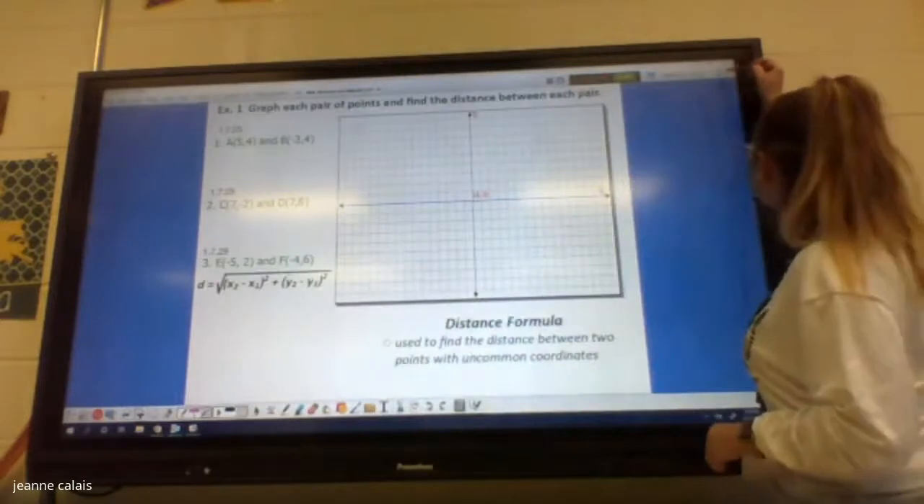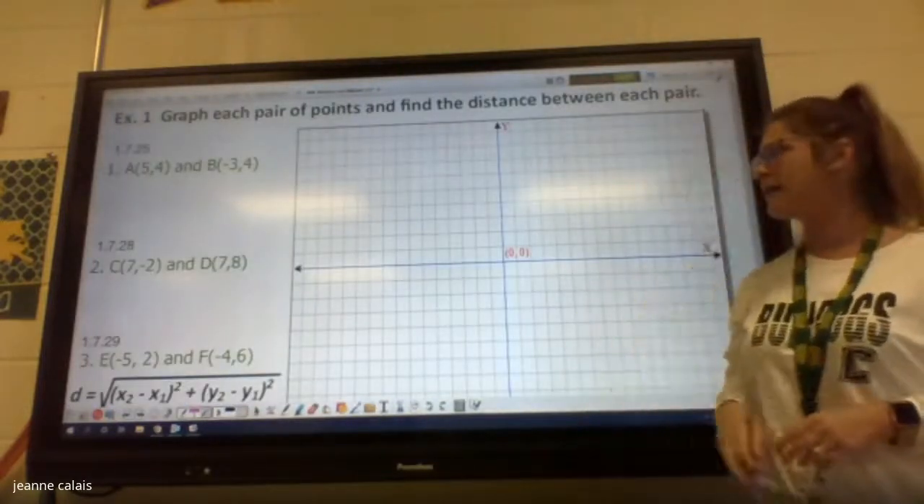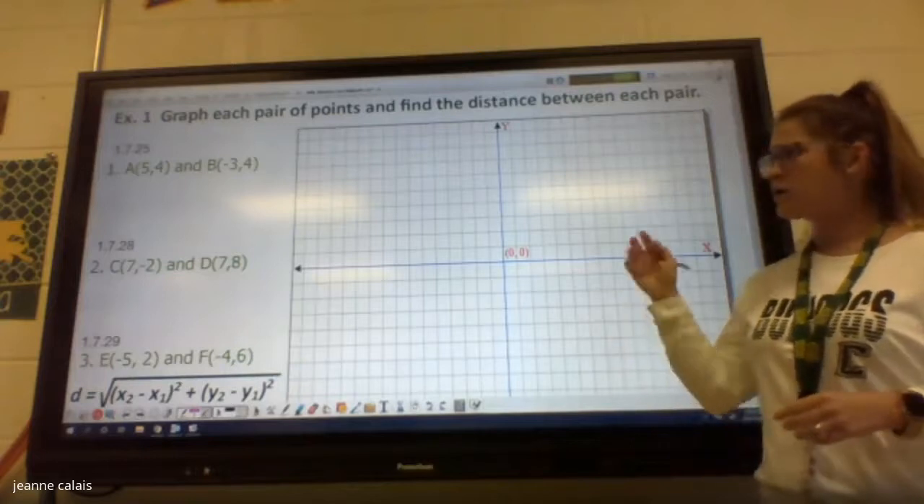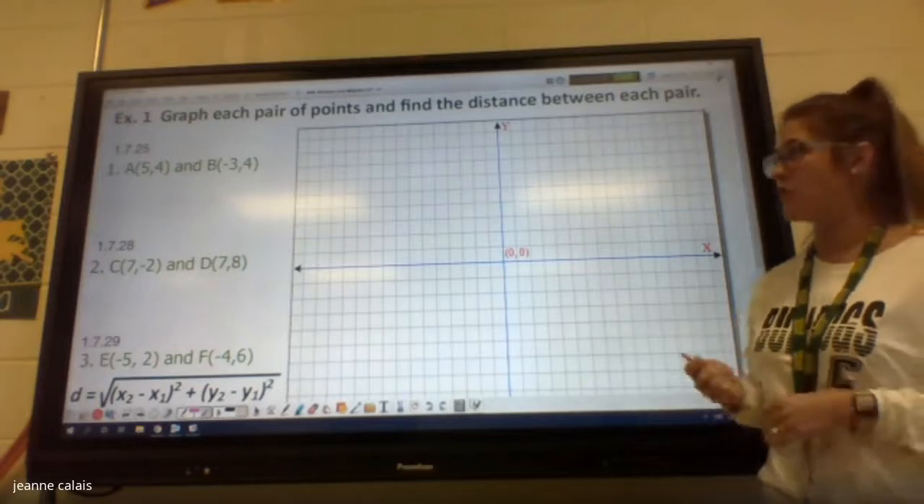All right, so you're not really going to need graph paper. I know that I gave you the packet, but you could just easily sketch this. If you were taking notes, you could sketch this in your notebook.